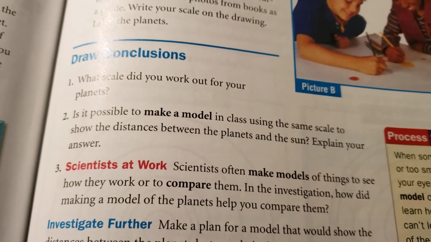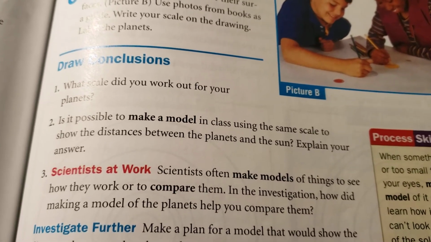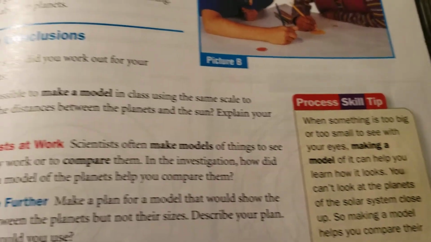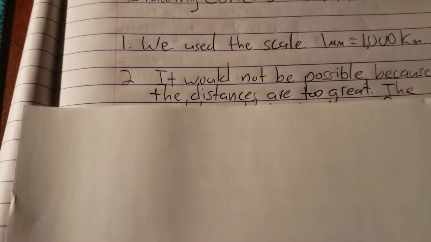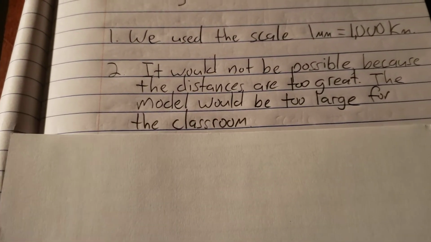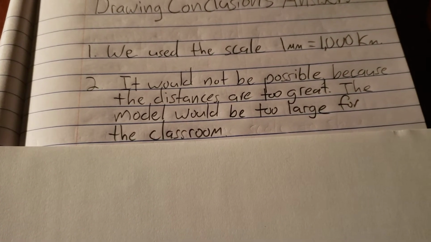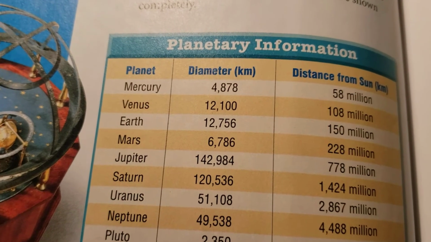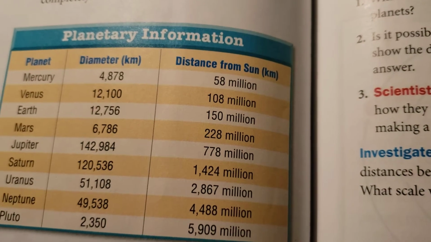Question 2: Is it possible to make a model in our classroom at the same scale, 1 millimeter is 1,000 kilometers, to actually show the distances between them? No, it would not be possible because the distances are too great. The model would be too large for the classroom. Our model is for the diameters, which are thousands of kilometers. The moment you go to millions, it would be massive.